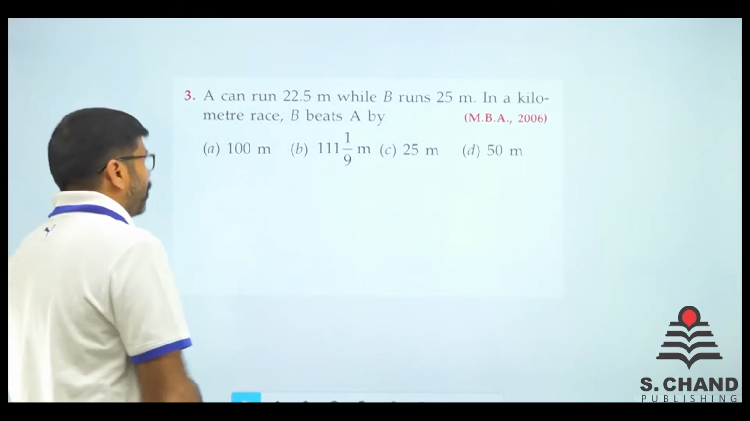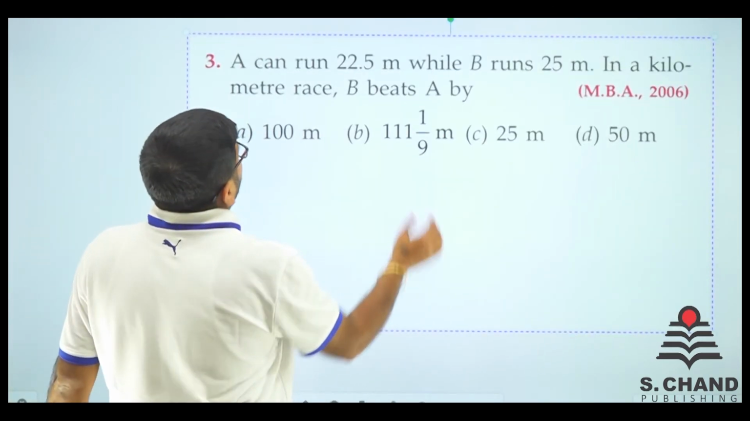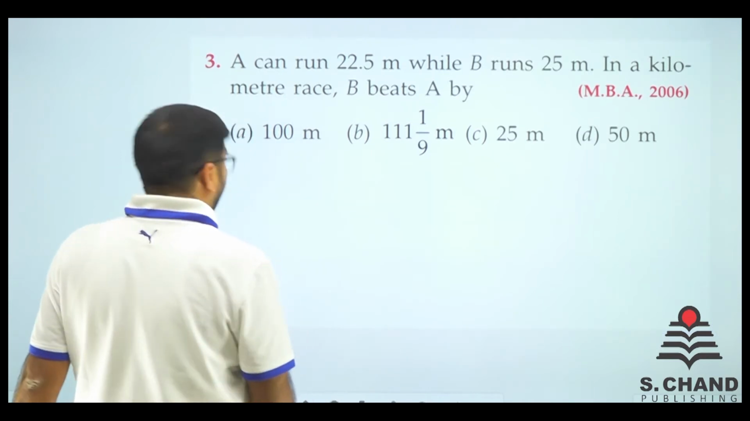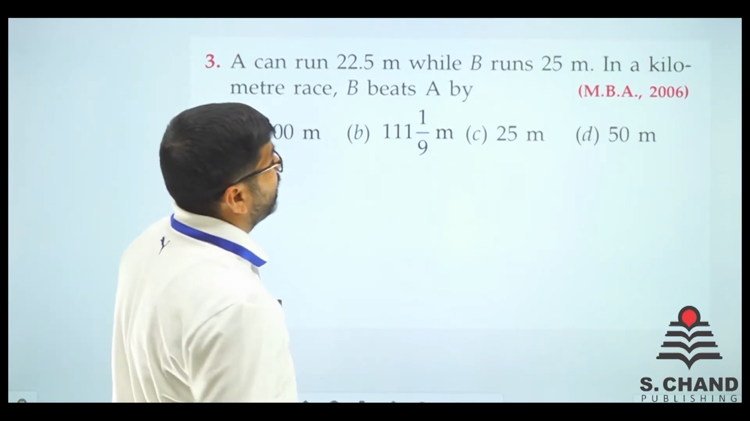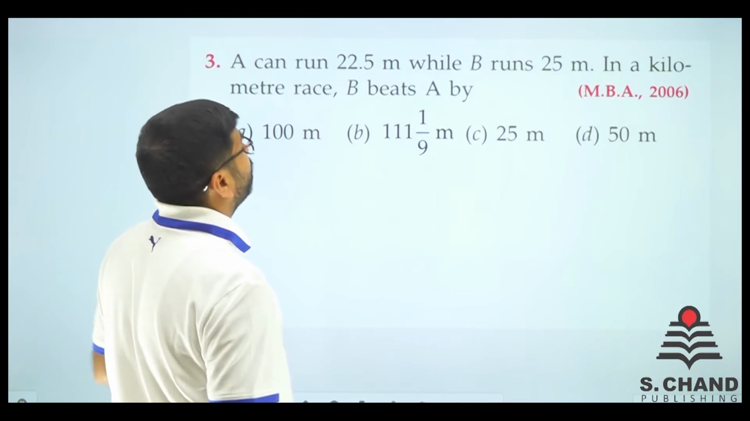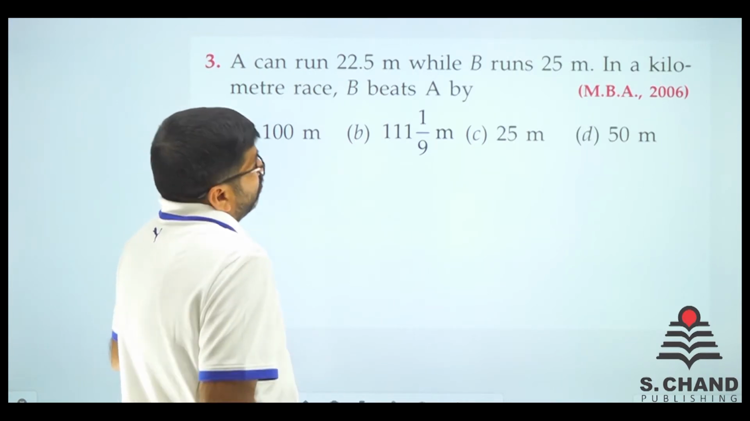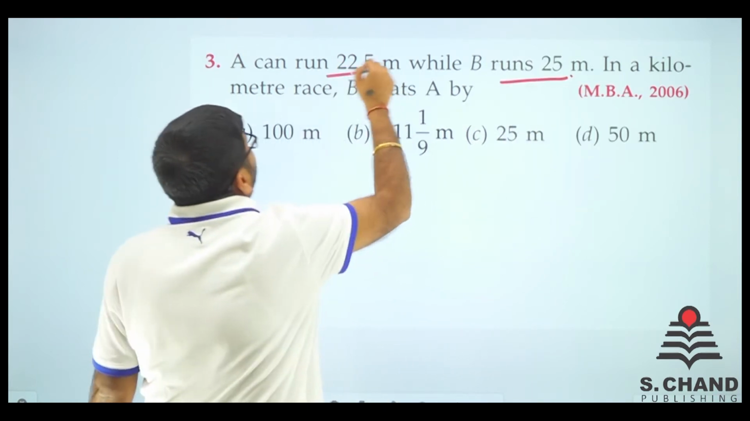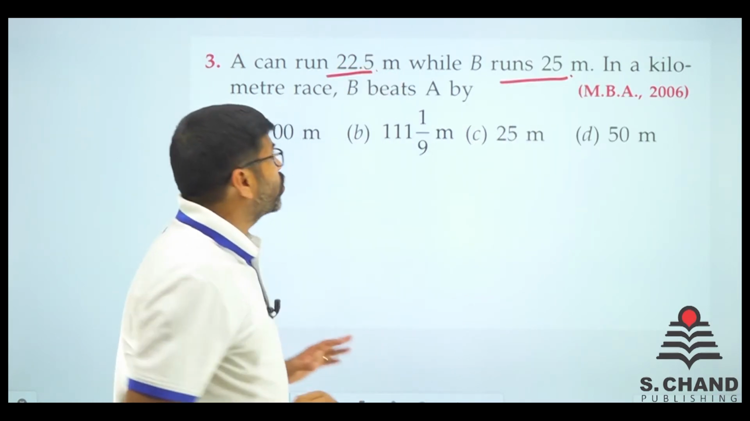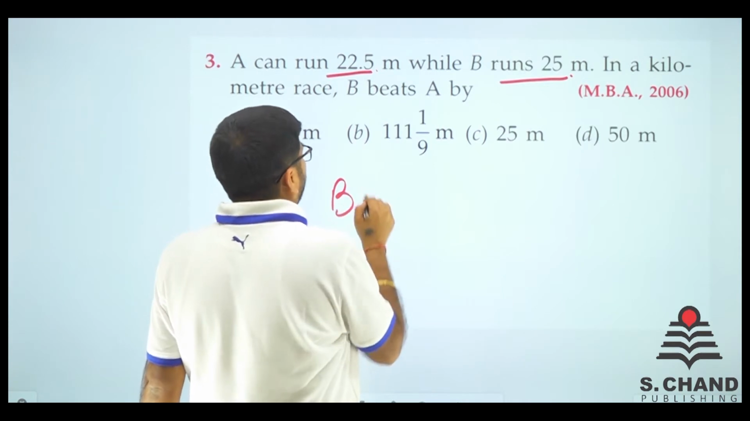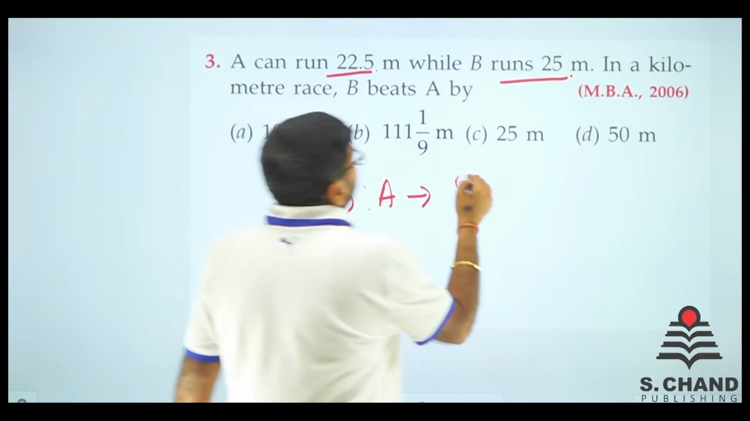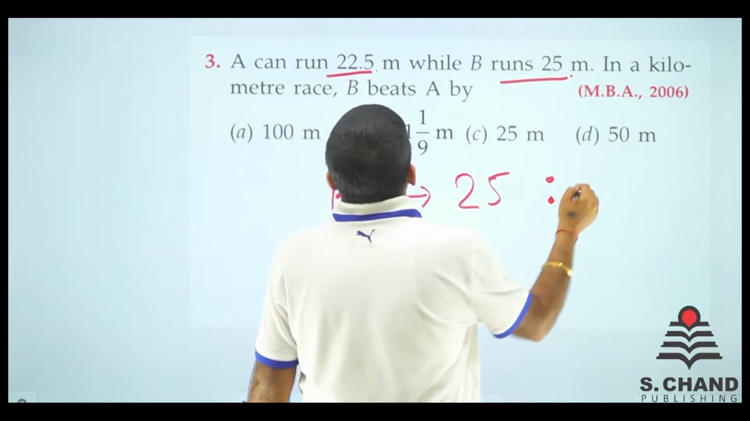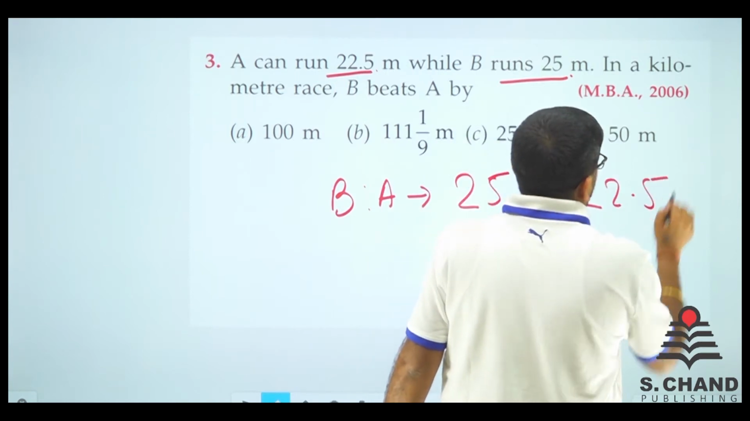Question number 3 for you all. Let's see what it says. A can run 22.5 while B runs 25 meter. In a kilometer race, B beats A by how much? So B runs 25 and A runs 22.5, right? So when we say B is to A, that means we can do 25 is to 22.5.